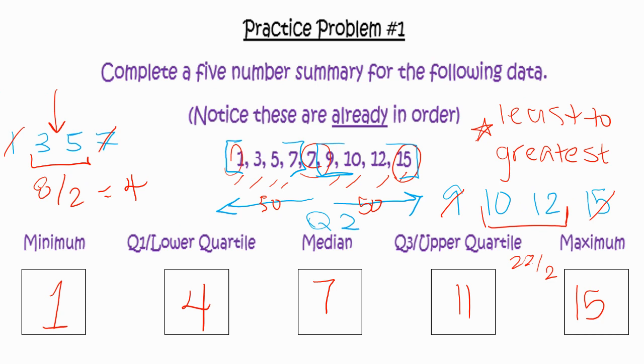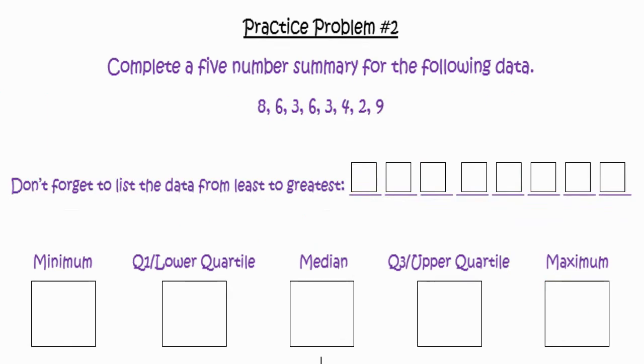So I'm using our lesson from Friday to tie it in to now. Okay. All right, complete a 5-number summary for the following data. Don't forget to list the data from least to greatest. So this is what we're going to follow.